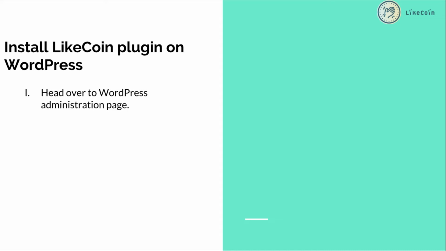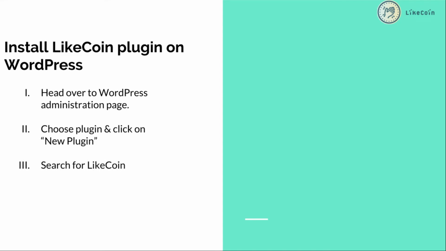To do so, first you need to head over to the WordPress administration page, meaning the main page, the dashboard. Then you need to head over to Plugins and click on Add New Plugin, because you need to add a new plugin. Search for LikeCoin towards the right hand side. Don't worry, I will show this method and proceed along with you. And then finally click install.